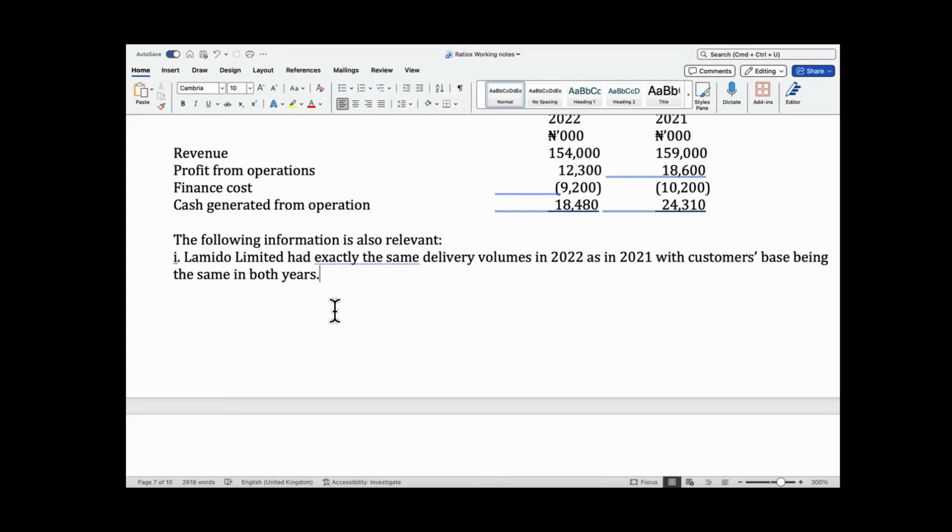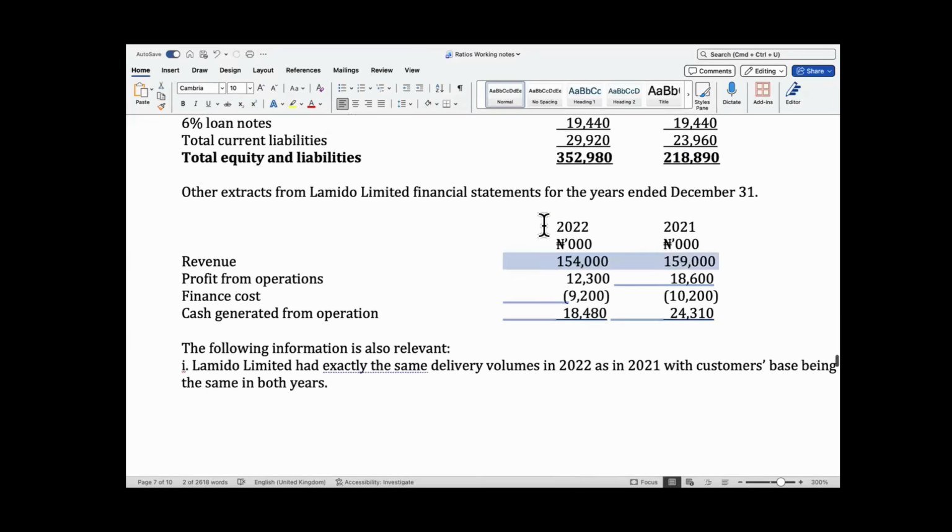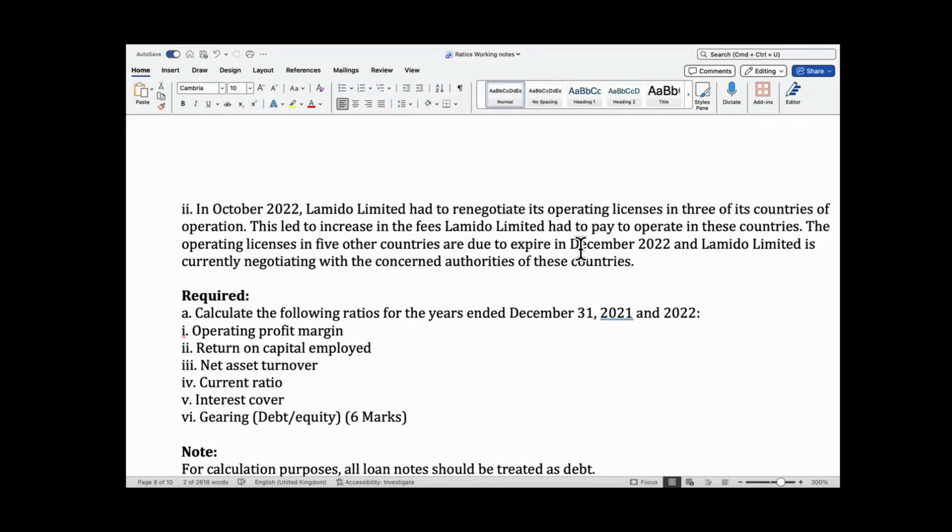Okay. So that means that the volume of sales, the quantity of sales didn't change. So why did revenue fall? Could it be they reduced their selling price or what? Because their revenue is falling.